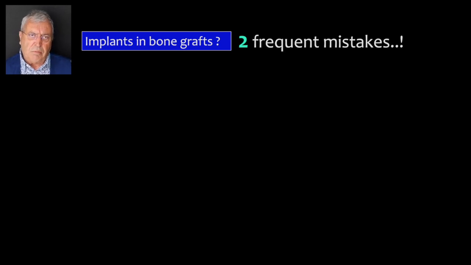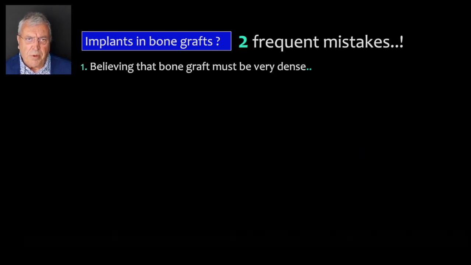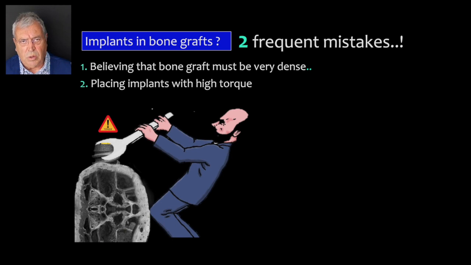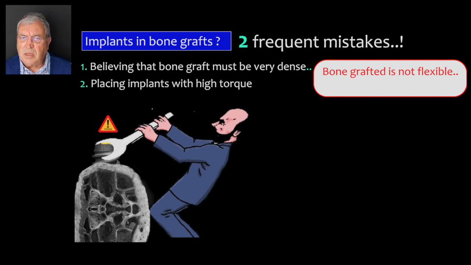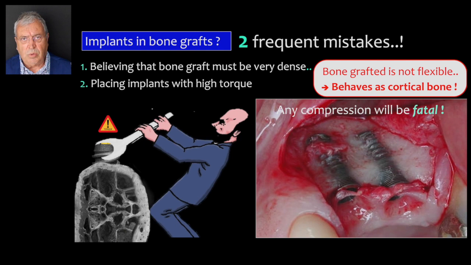We do bone graft, and we make two frequent mistakes. The first is to believe that the bone graft must be very dense at the reopening. The second mistake is to place an implant with high torque, believing that the stability is the main factor. No, high torque will induce high stress. The bone graft is not flexible. Then it behaves as cortical bone, and any pressure will be fatal.